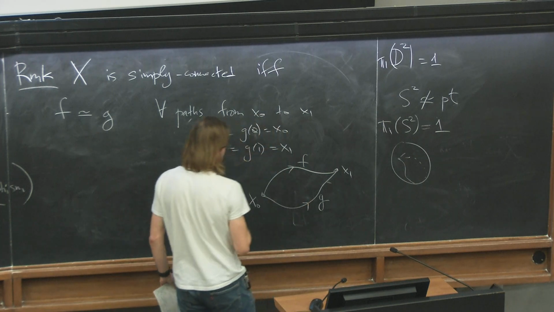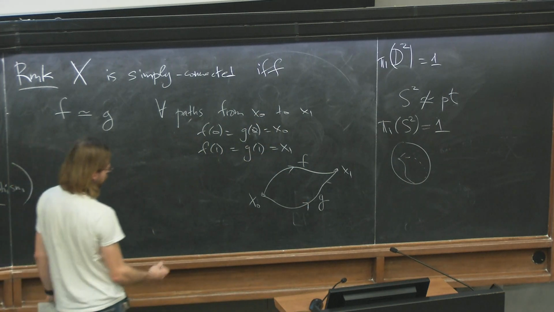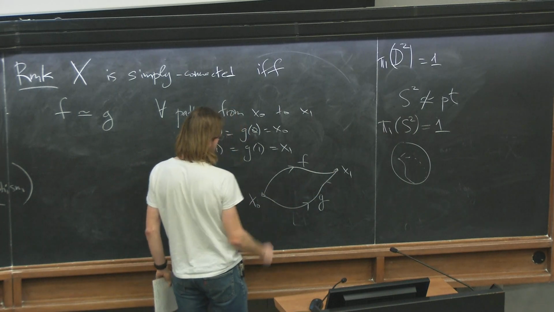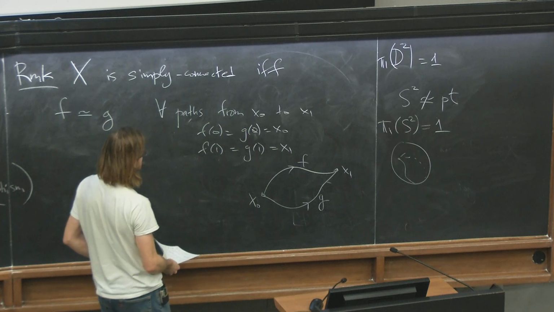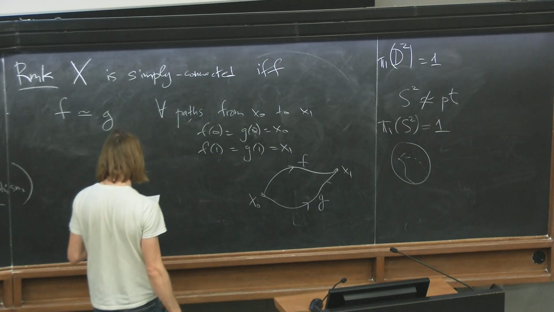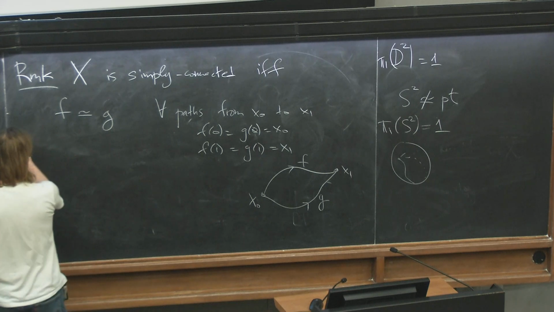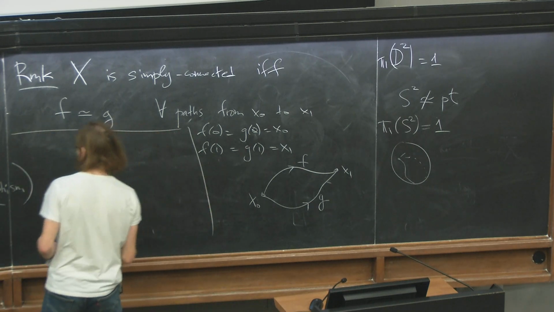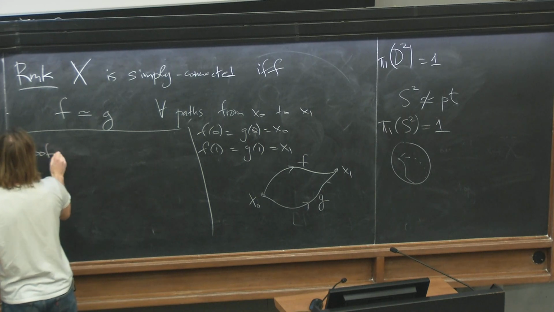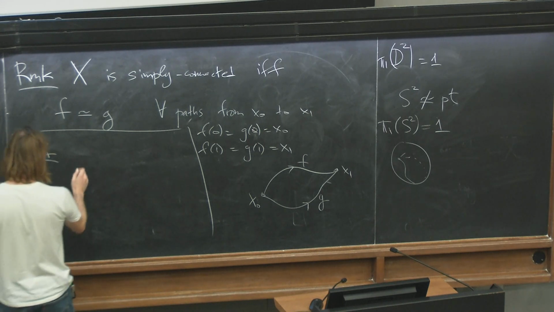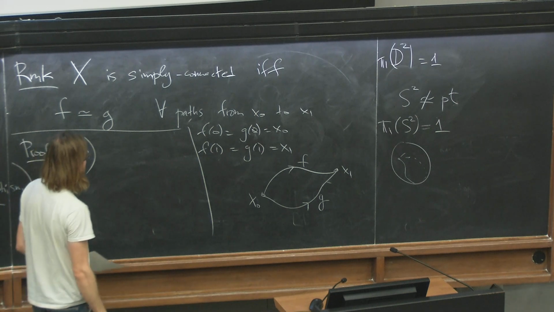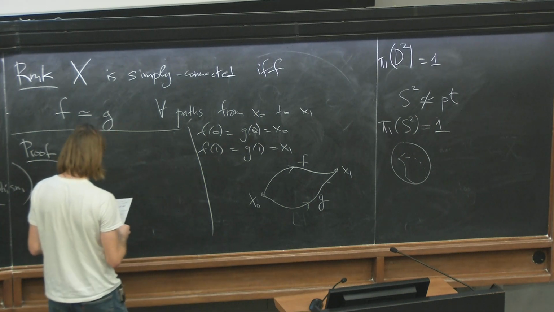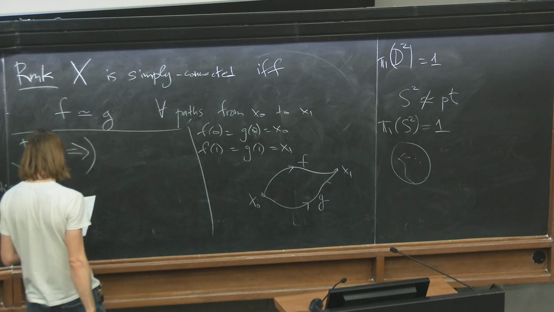So for any pair of paths between a couple of fixed points, here we fix x0 and x1, the statement of the space being simply connected is that any such pair of paths are homotopic to each other. Well, this can be easily shown. So let me briefly prove this. Suppose we show it first in this direction. Assuming X is simply connected, then any pair of paths between two fixed points are path homotopic.